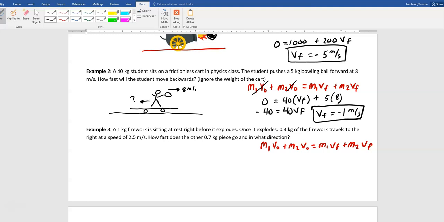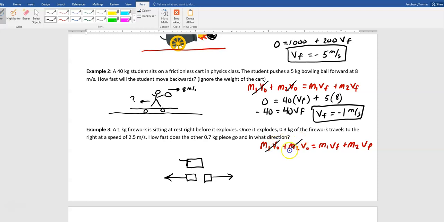Last problem. We've got a firework that's sitting at rest before it explodes, so here's some sort of a firework sitting there. I don't know how to draw a firework. Maybe there's some sort of a wick or something like that. And it explodes, and all of a sudden 0.3 kilogram of it, so maybe this much, flies off to the right with some speed, and the rest of it flies off to the left.